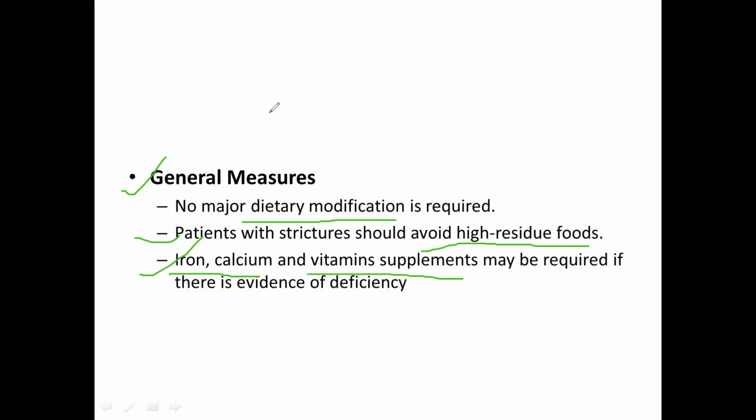That is because we have seen already in the pathogenesis, or you can say the pathological part. If the small intestine is involved, there is obviously malabsorption, and because of malabsorption, the patient may have deficiencies of iron, calcium, and vitamins. So if we suspect iron deficiency, calcium deficiency or vitamin deficiency, in that case supplements are required.